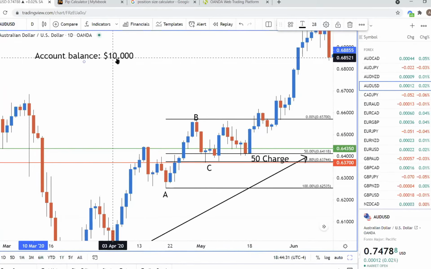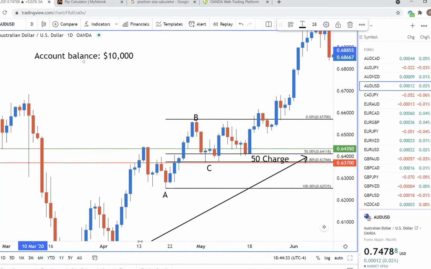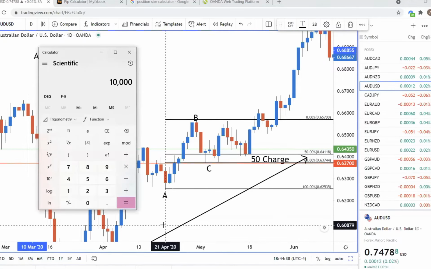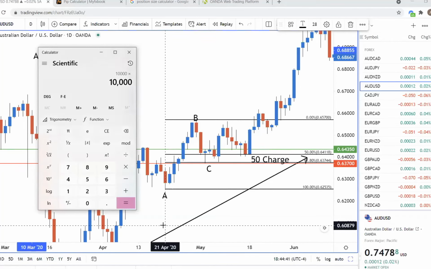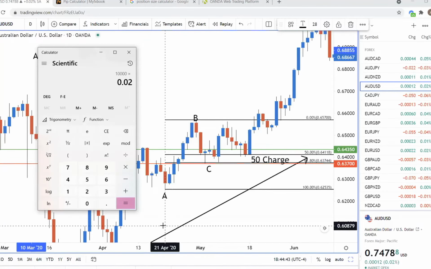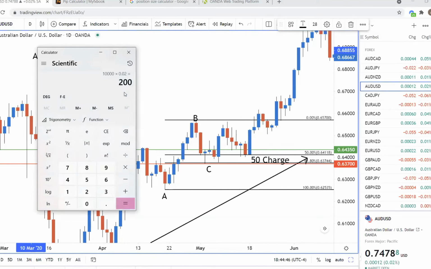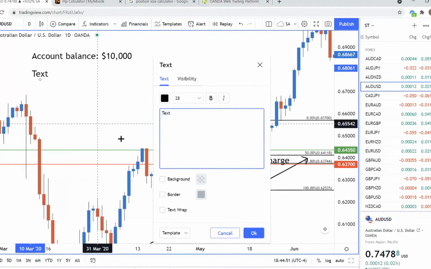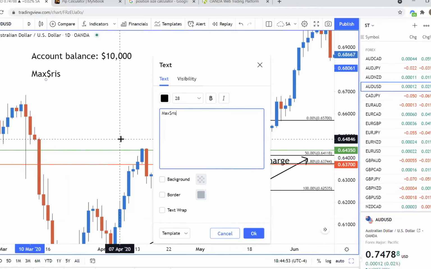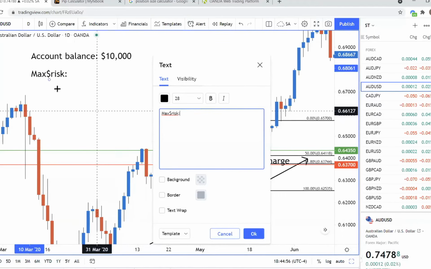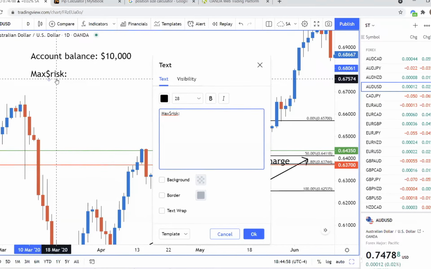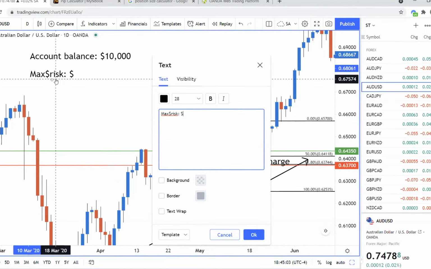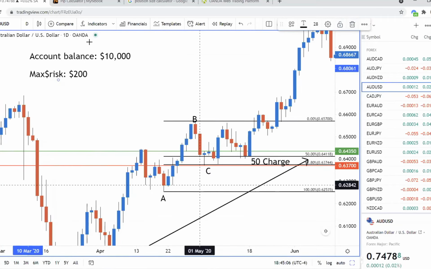So 2% of 10,000 is 200 bucks, right? And we can break out a calculator really quick because I don't always trust myself with the math, but I'm just going to multiply by 0.02, which is 2%, giving us that 200 bucks, right? So I know my account balance, and then I know what I call my max dollar risk. Everyone calls this something different, but this is the max amount of money that I'm willing to lose for this particular trade, and we calculated that as 200 bucks.